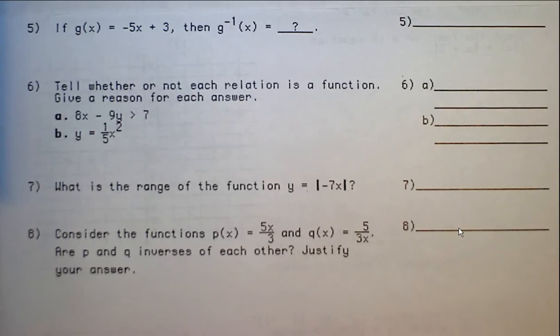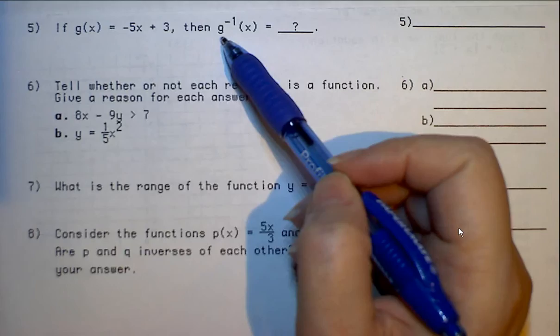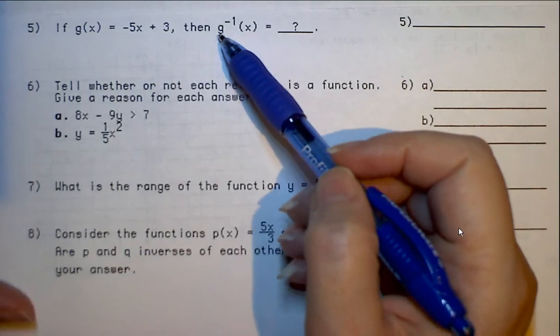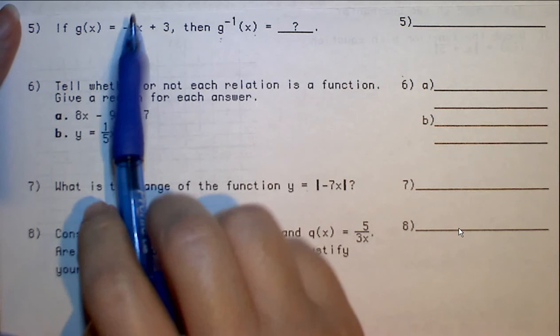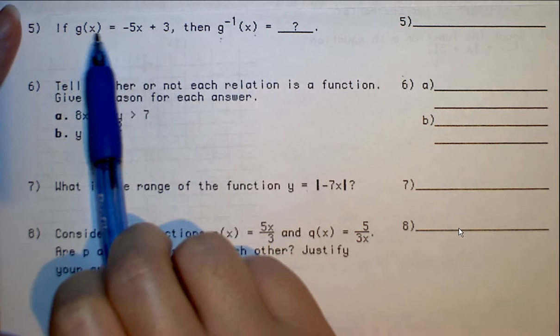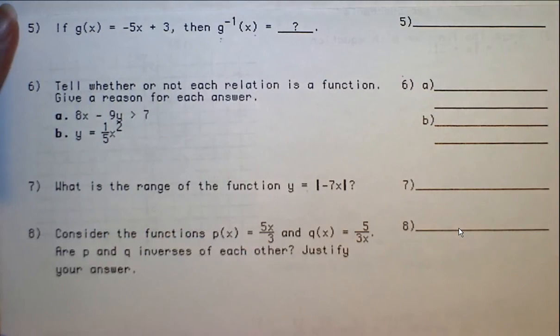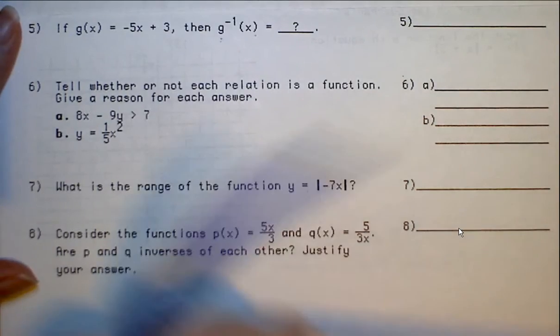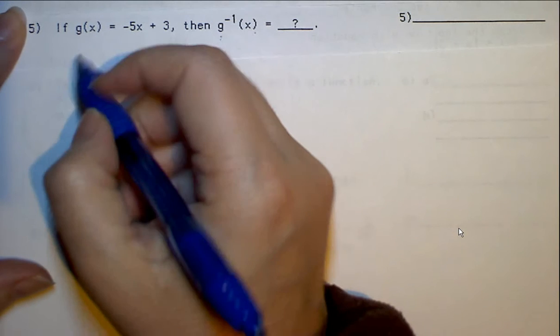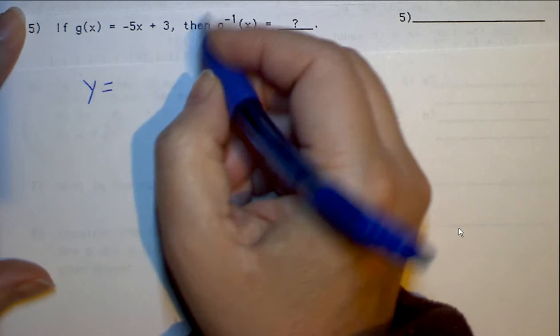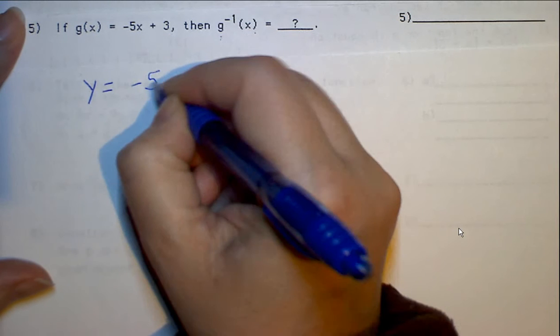If g of x is equal to -5x plus 3, find its inverse. Alright, find g inverse of x. So the first thing that we want to do is rewrite this and put it as y equals. So that means that we have y equals -5x plus 3.